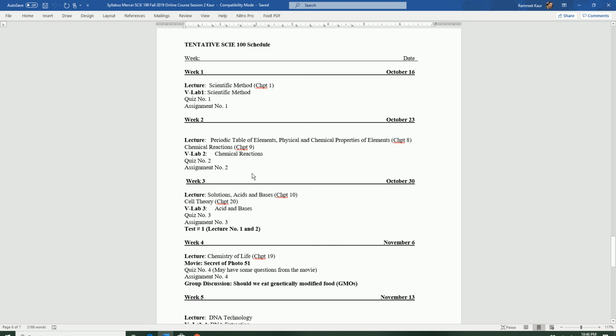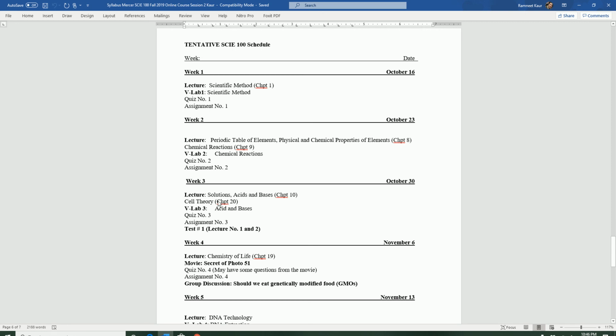Week number 3, we will be talking about solutions, we will be talking about acids and bases. This is chapter number 10 in the book. And then we are also going to talk about cell theory. So cell theory is from chapter number 20, and this is a topic from biology.